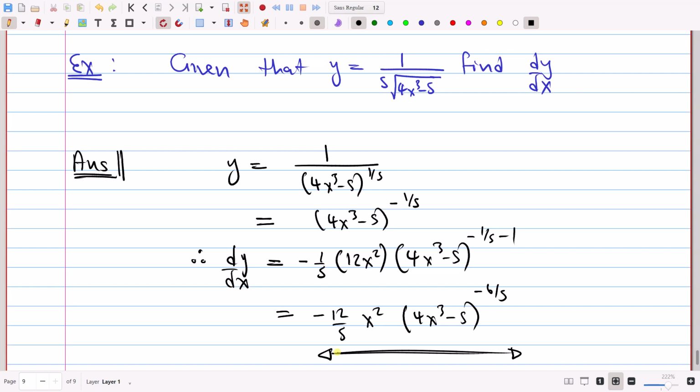So yeah, this is how you differentiate any function that has been raised by a power. So that's it for today. We can end it here.